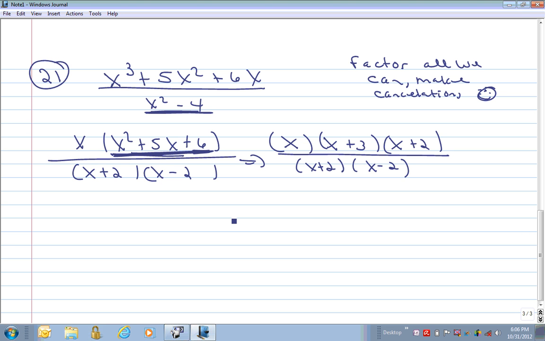All right, before we make any cancellations, I want us to write our restrictions. So we know that x cannot equal negative 2 or positive 2. So now we're going to make our cancellation, and our equation simplified is x times x plus 3 over x minus 2 with that restriction, and that would be our answer.